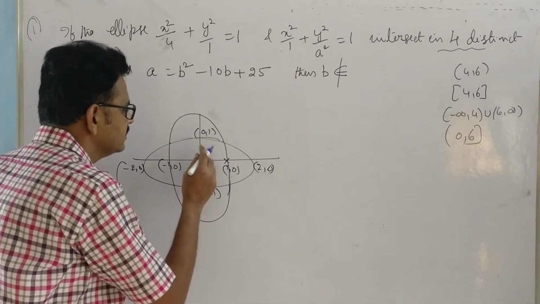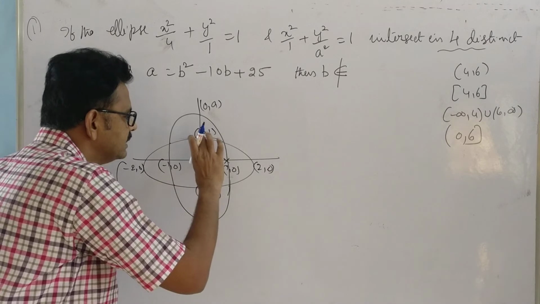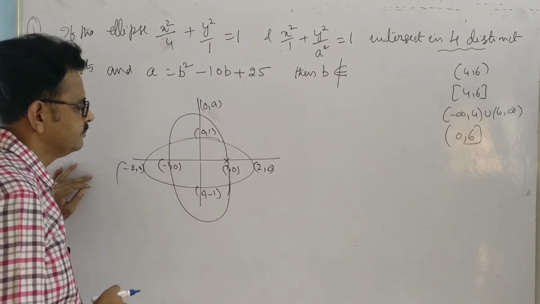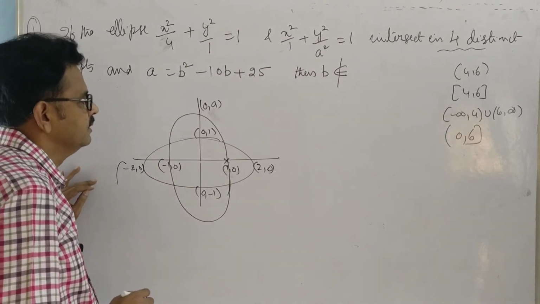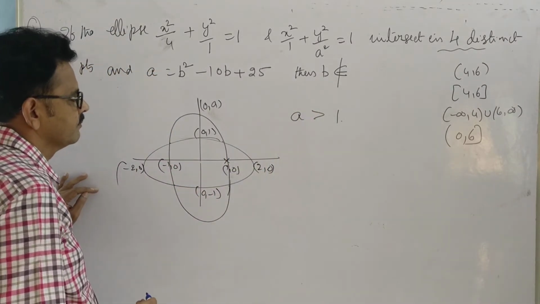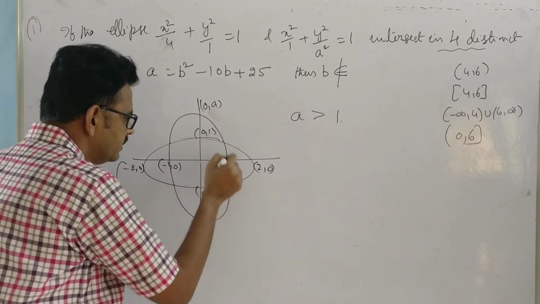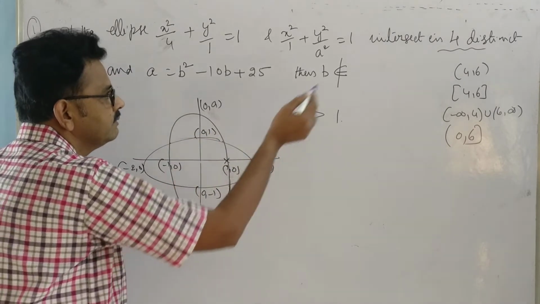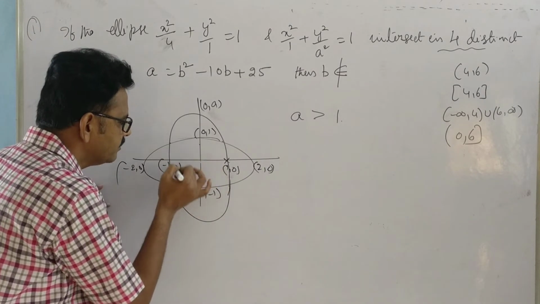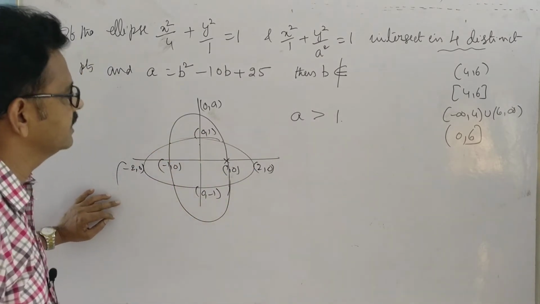That means what is the relation? The semi-axis along y is a, so this is 1 and this is greater than 1. Then only it cuts in distinct points. So the relation is clearly a greater than 1. Suppose a equal to 1, that means the ellipse is also like this, so it touches at 2 points only. But it is given distinct points, 4 points. So if it lies inside, it is not possible; they do not intersect or touch. So clearly a greater than 1.